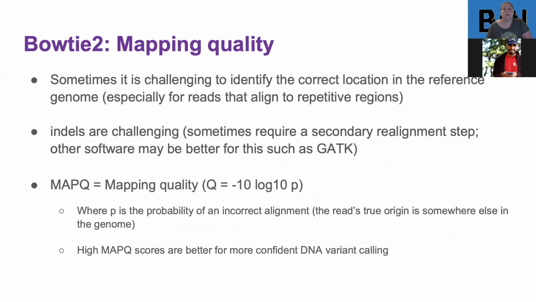So the way Bowtie works is it gives a score to the read depending on, again, mismatches and indels. And then it calculates sort of a mapping quality summary score for the entire read.